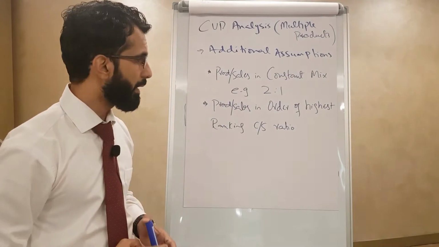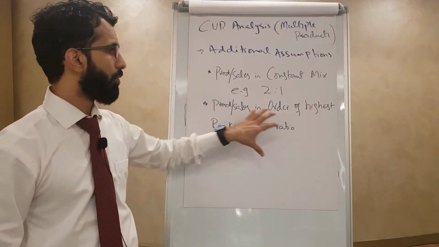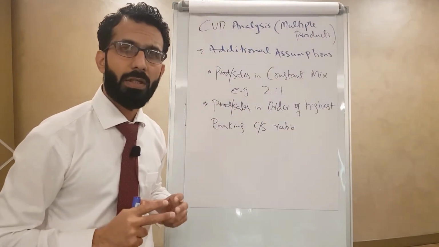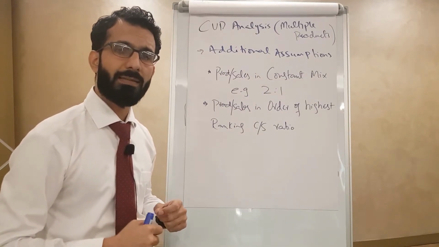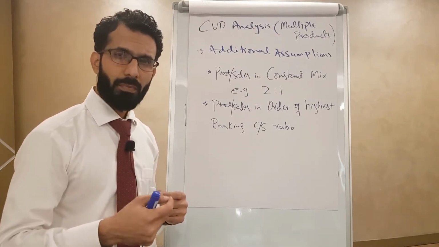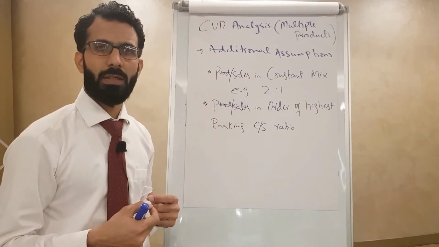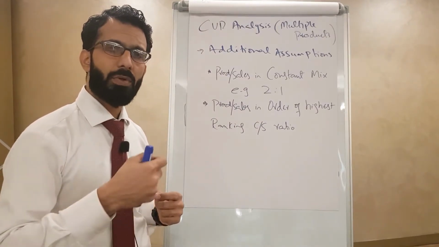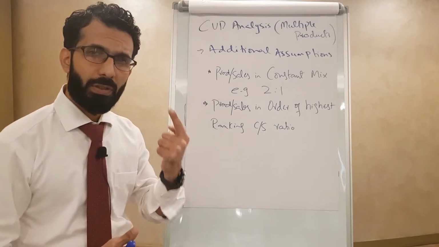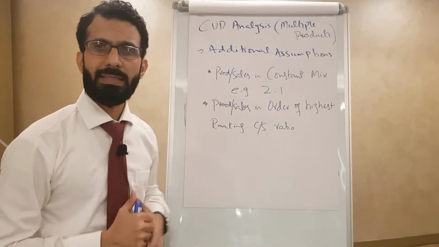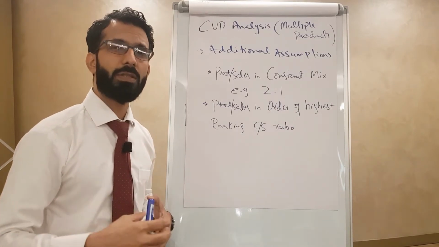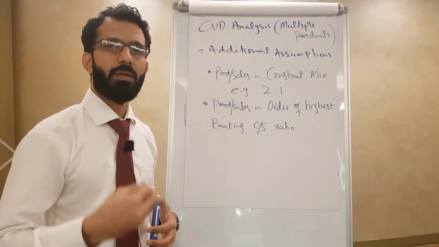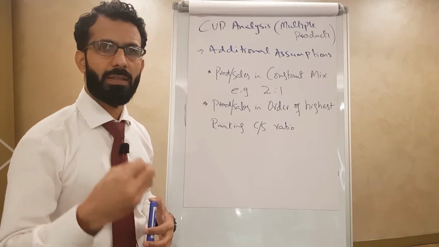Or the other possibility is that we make an assumption that we will sell the products in order of the ranking of the CS ratio. So the product that has a higher CS ratio, a higher contribution in terms of sales, we will produce and sell first, and then we will produce and sell the second product. What would it help us with? It would help us achieve our break-even point by selling a lesser number of units in a quicker span of time.